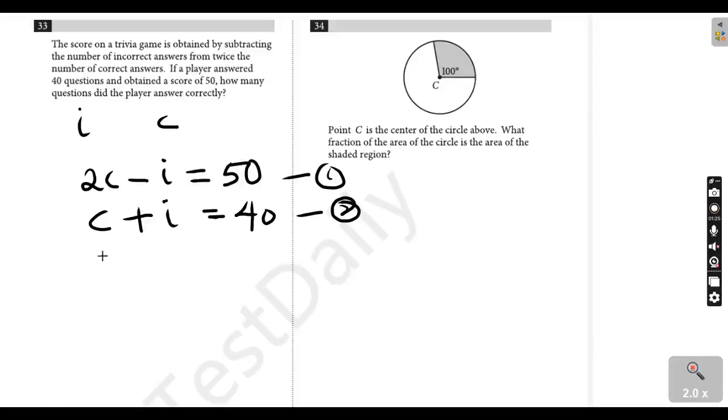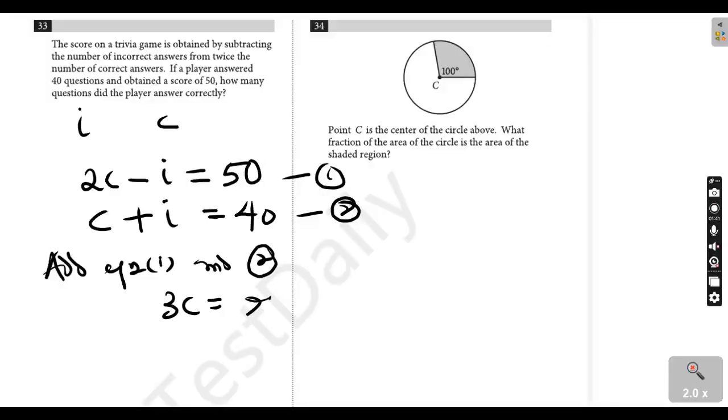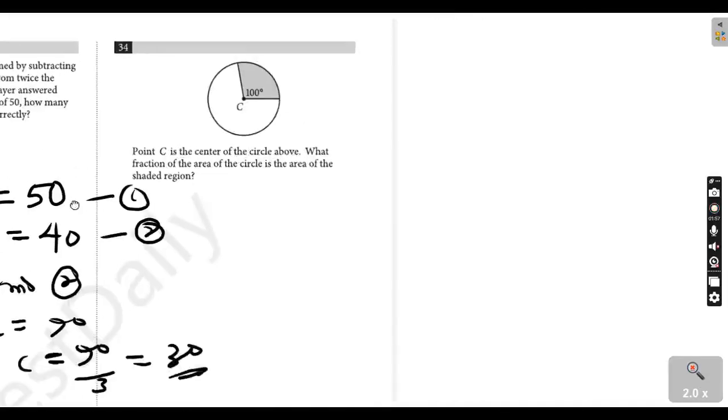So basically we can add equation 1 and 2, because here we have minus I, here we have plus I. If we are adding equation 1 and 2, 2C plus C equals 3C, 50 plus 40 equals 90. So C equals 90 divided by 3, and that is 30. So the answer is 30. 30 questions were answered correctly. So let's move to the next question, which is question 34.